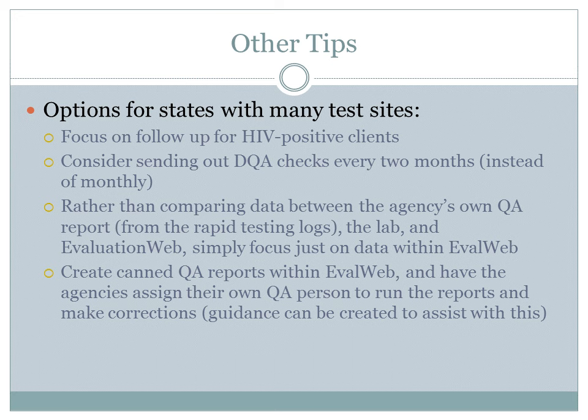And then another option would just be to create those canned quality assurance reports in Evaluation Web, and then if the agencies can assign their own person to do that, they can run reports and make any corrections that need to be made. And there can certainly be guidance that can be created to help them with this.